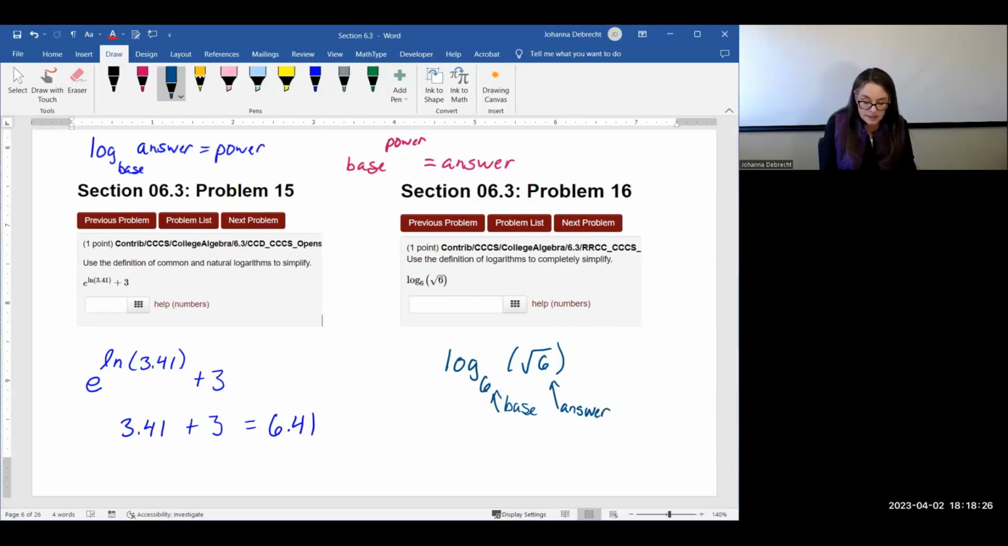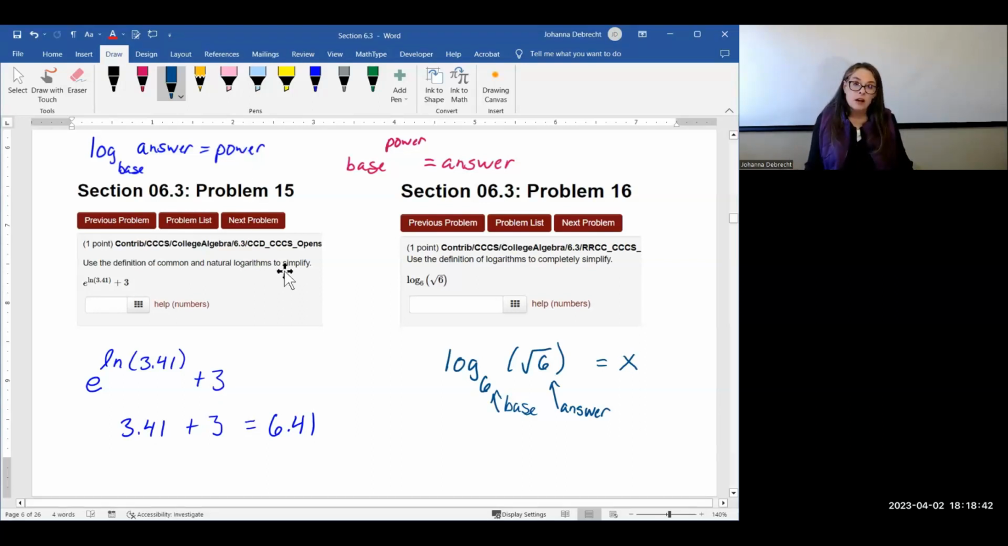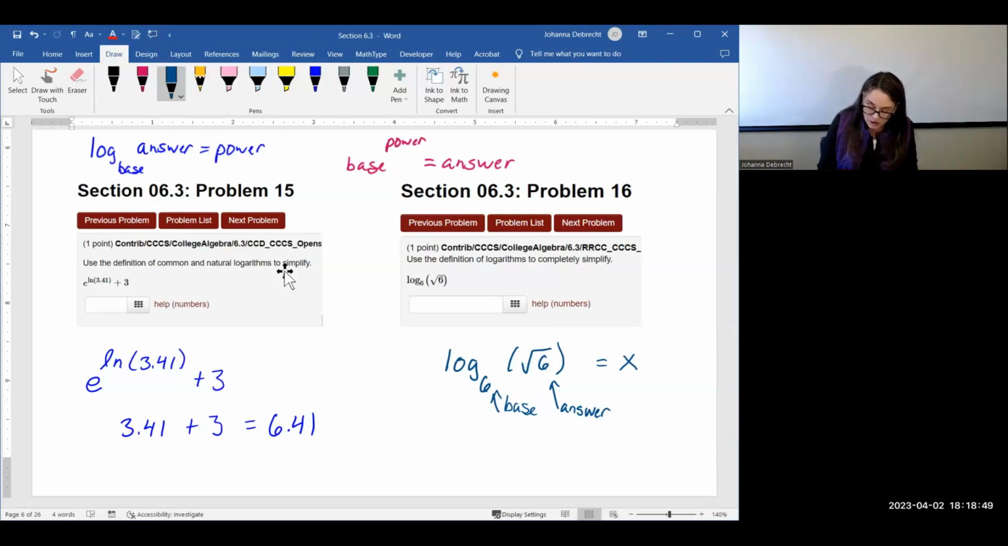But the problem is I don't have this equal a power. So I'm just going to throw in a variable that will help me out. So this equals, well, we can call it x, you can call it z, you can call it whatever, Fred. Okay, so now I'm in log form, and typically if we're in one form, we try switching to the other to see if that helps us solve it. So I'm going to start here with the base of 6, raise it to the power of x, and set that equal to the square root of 6.